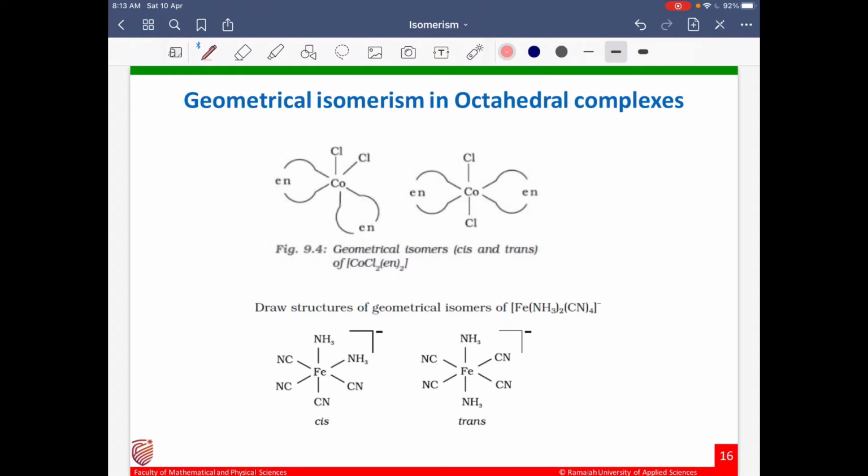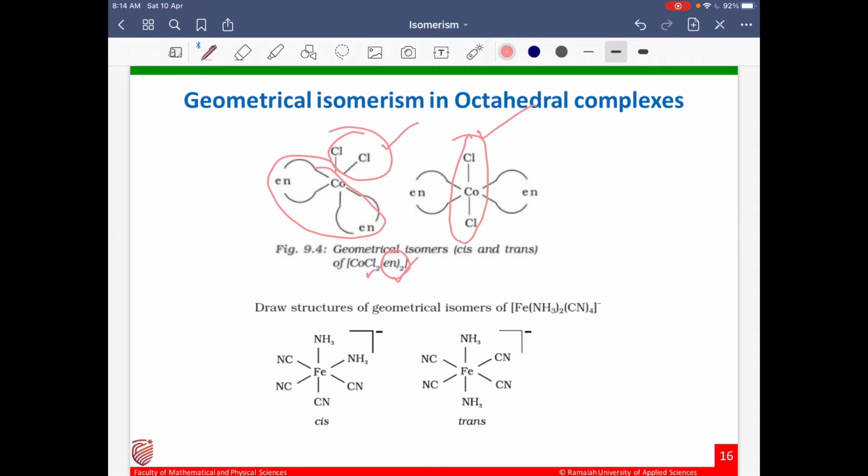Geometrical isomerism in octahedral complexes. Another example is given here: CoCl2(en)2. Here ethylenediamine is a bidentate ligand, so in total 2 plus 4, 6, an octahedral complex. So two types of isomers, cis and trans isomer. Here we can see the identical groups are opposite to each other in trans, and here the identical groups are adjacent to each other. So we call it the cis isomer.